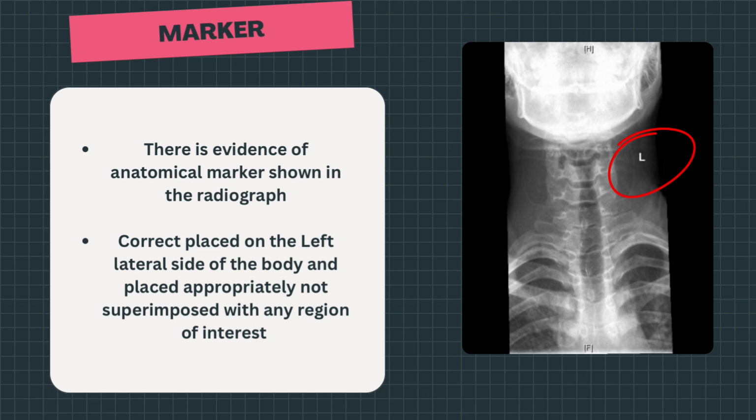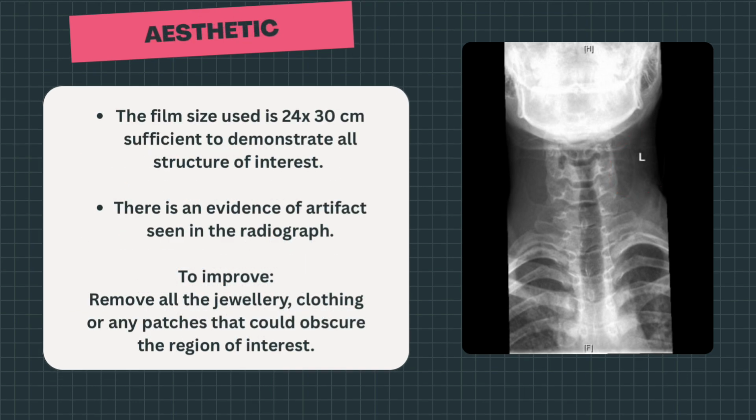Next is the marker. Based on the radiograph, there is evidence of an anatomical marker shown in the radiograph, correctly placed on the left lateral side of the body, and placed appropriately, not superimposed with any region of interest. Next is the aesthetic. The film size used is 24 by 30 centimeters, which is sufficient to demonstrate all the structures of interest. There is a presence of artifact seen in the radiograph. To improve, remove all the jewelry, clothing, or any patches that could obscure the region of interest.